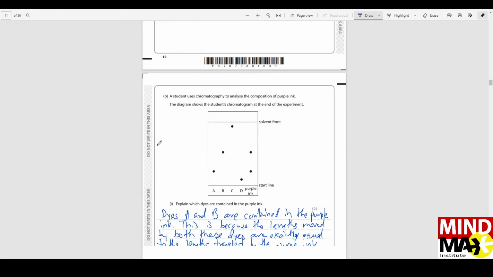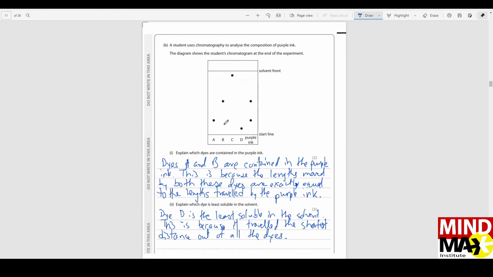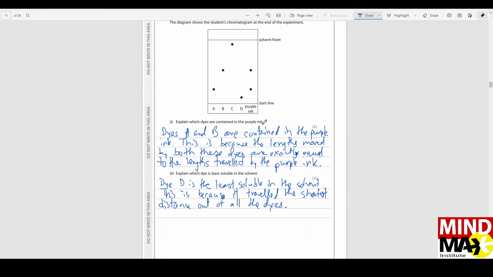Okay. Then this is paper chromatography, which dyes are present in the purple ink.